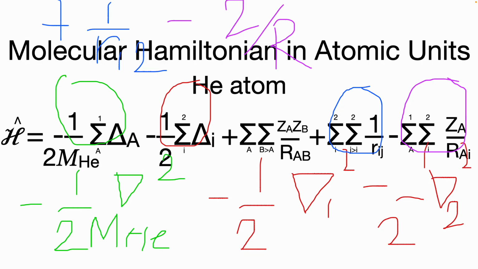and since we have just one nucleus, we use Roman numeral 1 followed by the attraction to the first electron, and we shall have another term, minus 2 by capital R Roman numeral I 2, to denote the attraction for the second electron with the nucleus.